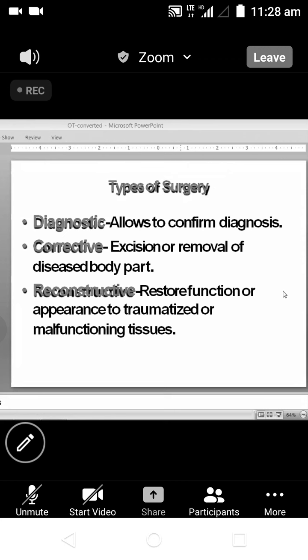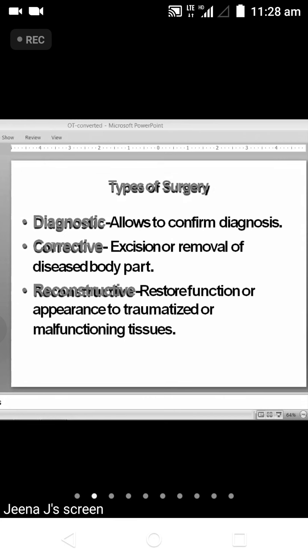So next, types of surgeries: diagnostic, corrective, as well as reconstructive surgery. Diagnostic surgery, in the sense, allows us to confirm the diagnosis. It is a method of obtaining a tissue sample, which helps doctors confirm a disease condition. To confirm a disease condition, you are doing this diagnostic type of surgery.